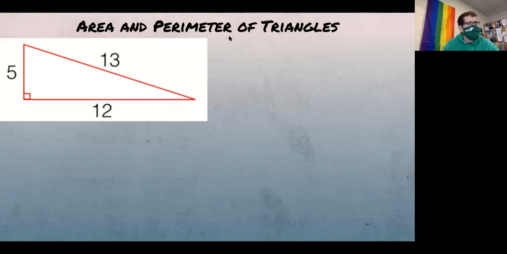And I'll make sure if there's a problem on your test where you need to find the perimeter, you have all the information you need. But there could be problems where I just say, just find the area, just find the volume. I don't care about the perimeter at all. So knowing that, let's look at this. Area and perimeter of triangles.